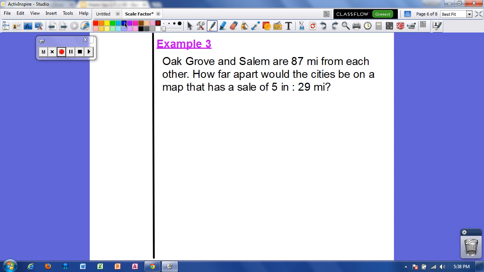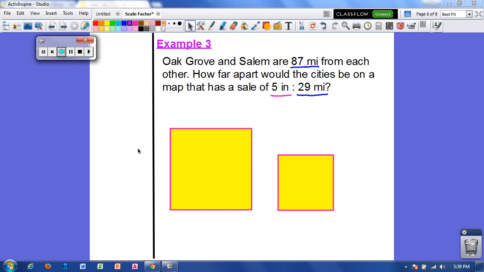Alright, example 3. Oak Grove and Salem are 87 miles from each other. How far apart would the cities be on a map that has a scale of 5 inches to 29 miles? Okay, so again, I have set up 2 figures just to represent this situation. So we have measurements in miles, and then we have measurements in inches.